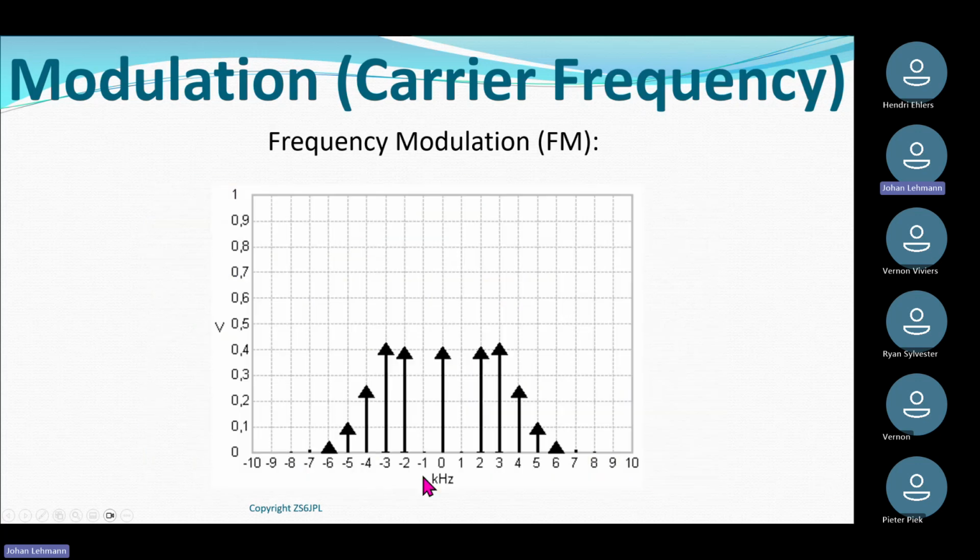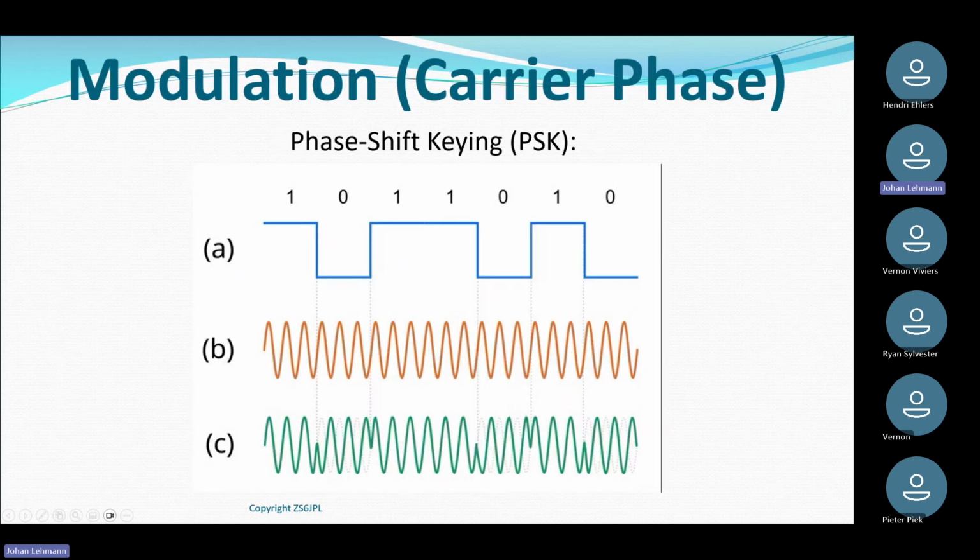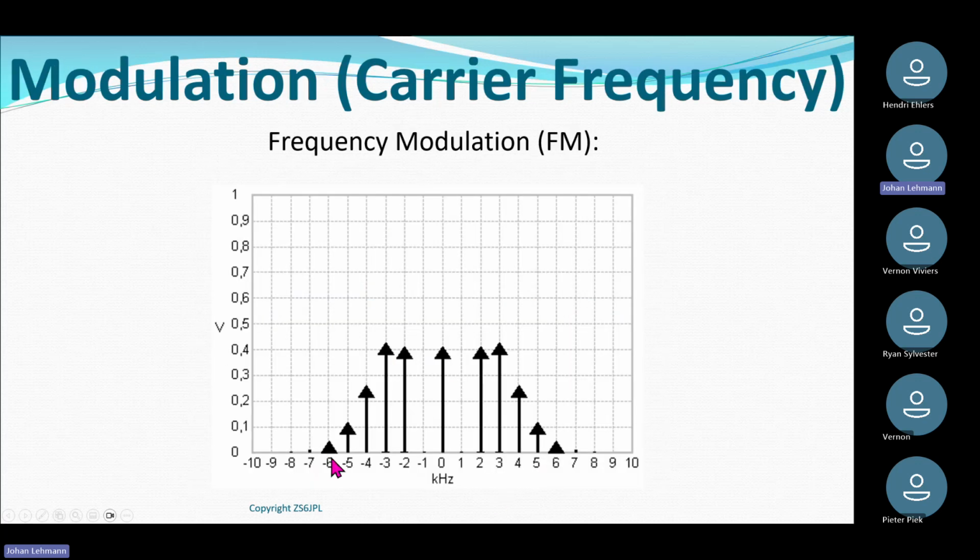If I now go to FM, you can already see here that I've got about 12 kilohertz of bandwidth that I occupy with my FM signal. So that's 4 times the bandwidth that I occupy with an SSB signal. But FM is not really prone to interference.